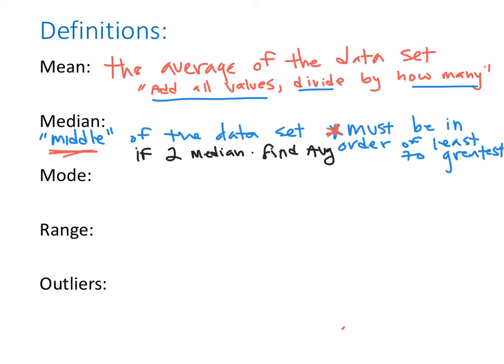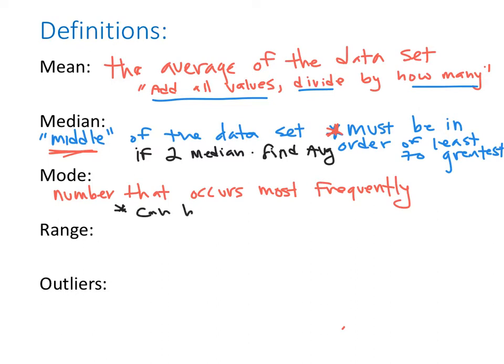The mode, which is our next piece of information, is the number that occurs most frequently. So it's the number that appears the most in that particular data set. And it can be more than one. It doesn't have to be just one. It can be multiple.